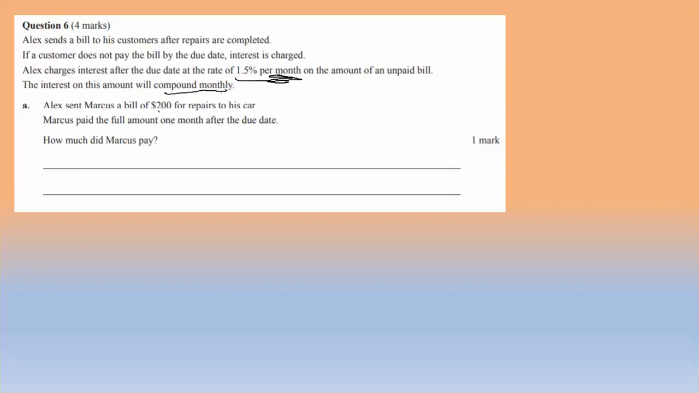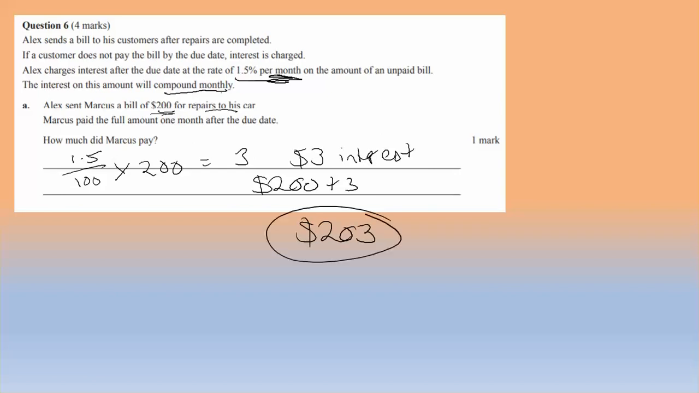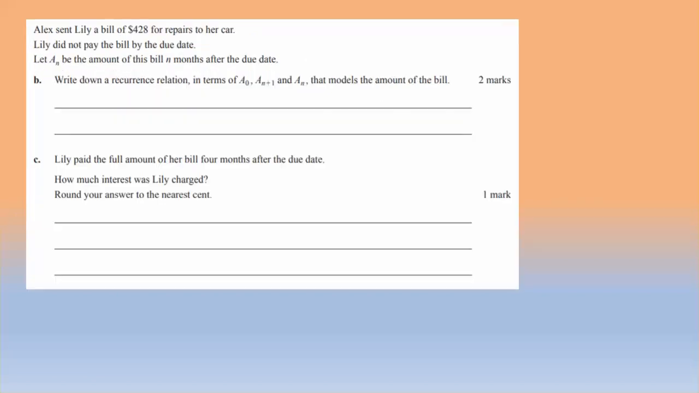Alex sent Marcus a bill of $200 for repairs. Marcus paid the full amount 1 month after the due date. So I want to work out how much he pays. So 1.5% of 200, because that's how much his bill is, equals 3. So the interest is $3. But how much does he pay? He has to pay the 200 he borrowed. So 200 plus 3, 203. Remember, highlight your answer for your marker.